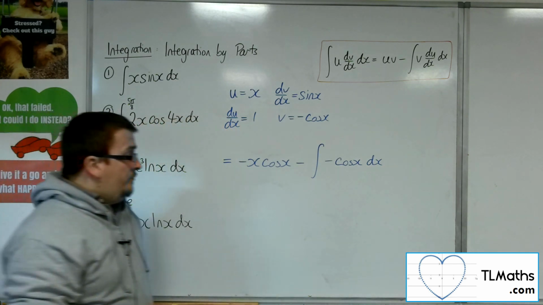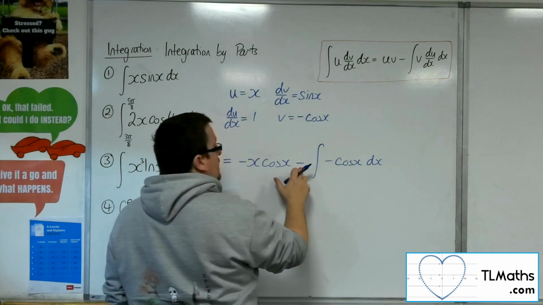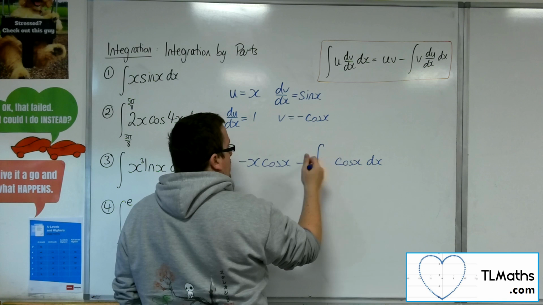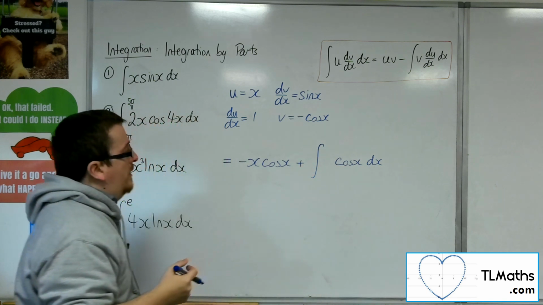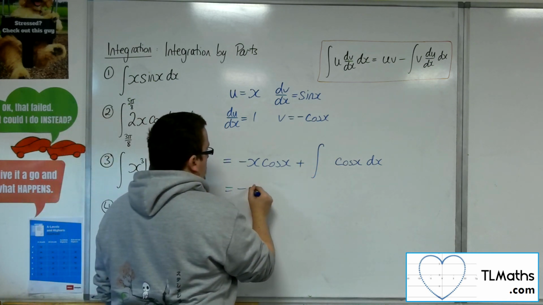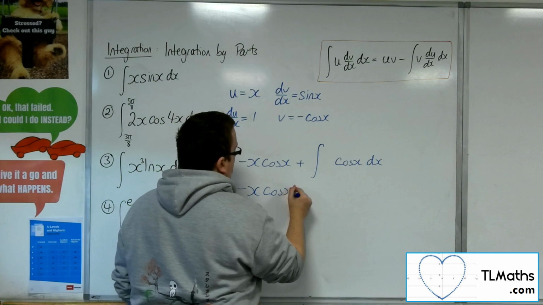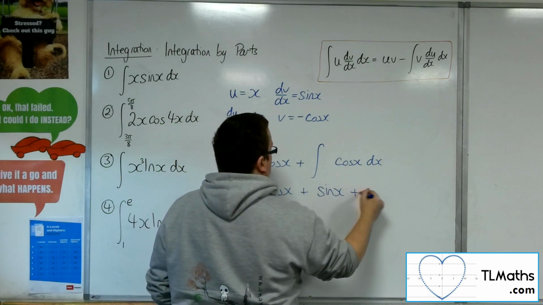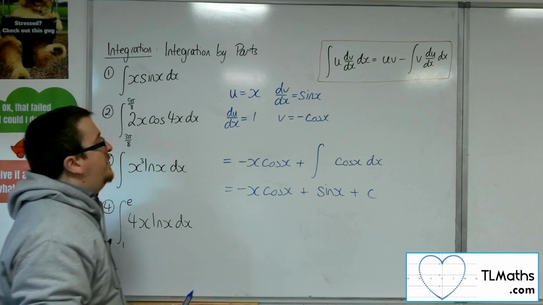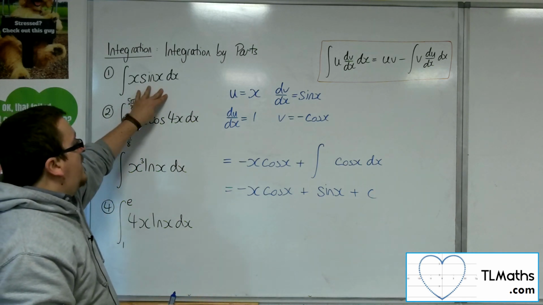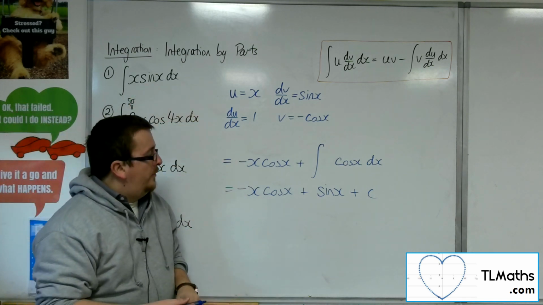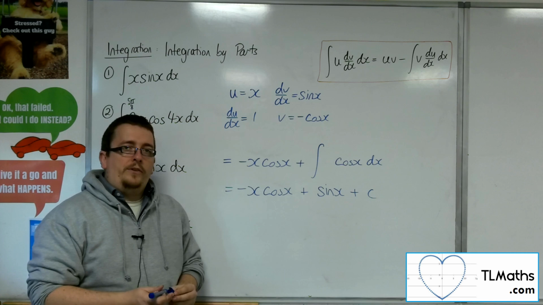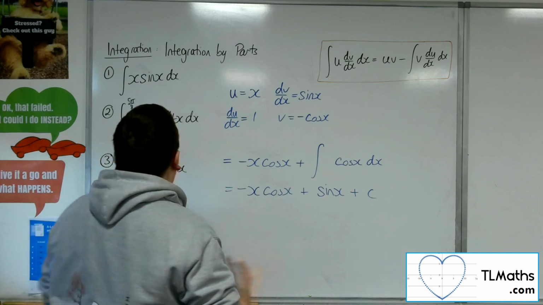Now, we've got a minus sign there and a minus sign there, so I can knock that one out and bring it into a plus. So we've got minus x cosine of x, and then the integral of cosine is sine, plus c, constant of integration. So x sine x dx integrates to minus x cosine x plus sine x plus c. Okay, so that's the first one.